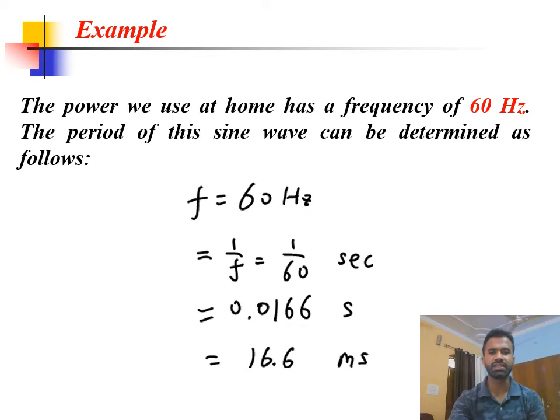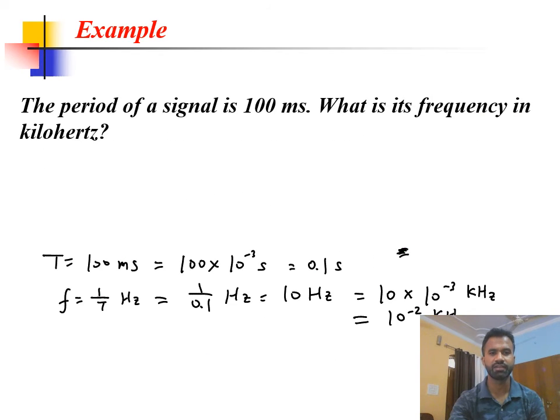Now you can easily find the frequency or time related to the power supply which is being used in your home. As we know that the frequency of the power supply at our home is 60 Hertz, so we can easily find the time period of a particular signal which is being transmitted through the power in your home, that is 16.6 milliseconds. Similarly, you can check the example.